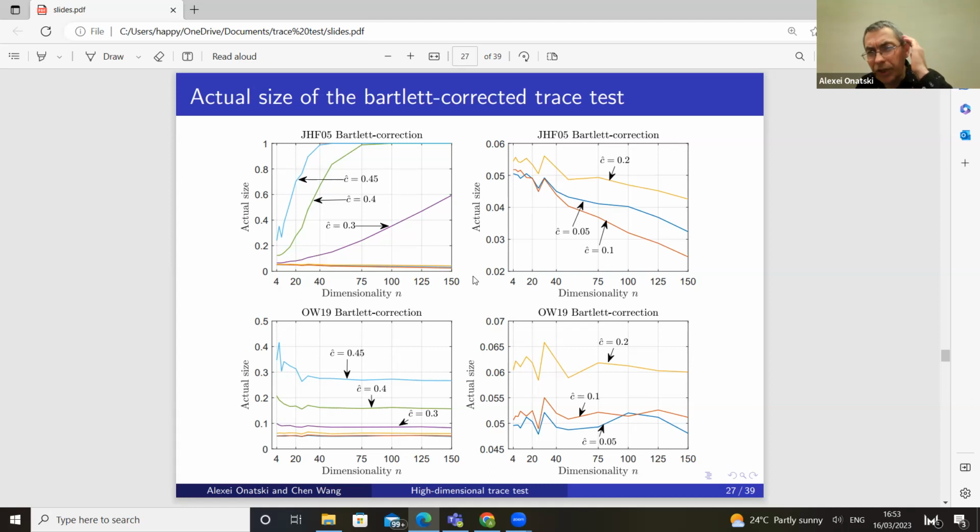Now, Chen and myself proposed a different Bartlett correction, and this is the same with the different Bartlett correction. It behaves much more stable, but still unsatisfactory with real big distortions of size, but not actually for very small C. For very small C, this Bartlett corrected test looks okay. And in our case, it doesn't converge to 0. It kind of stays at 0.05.